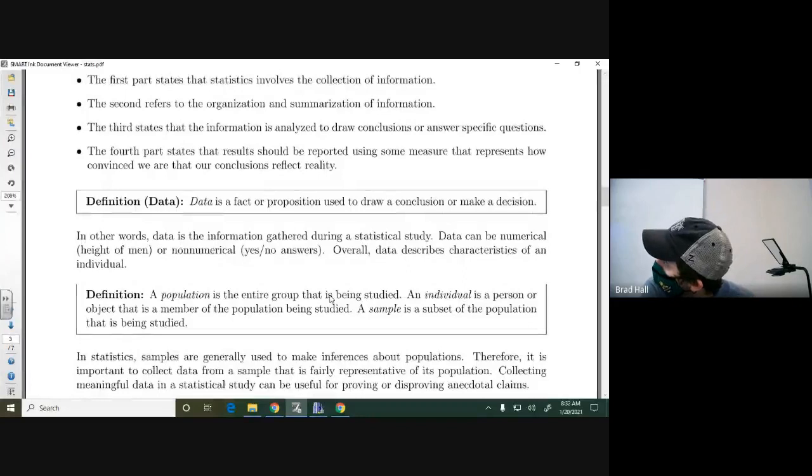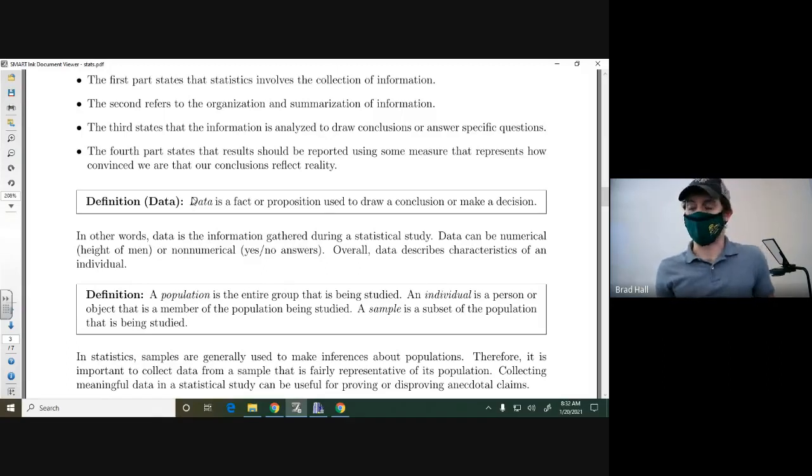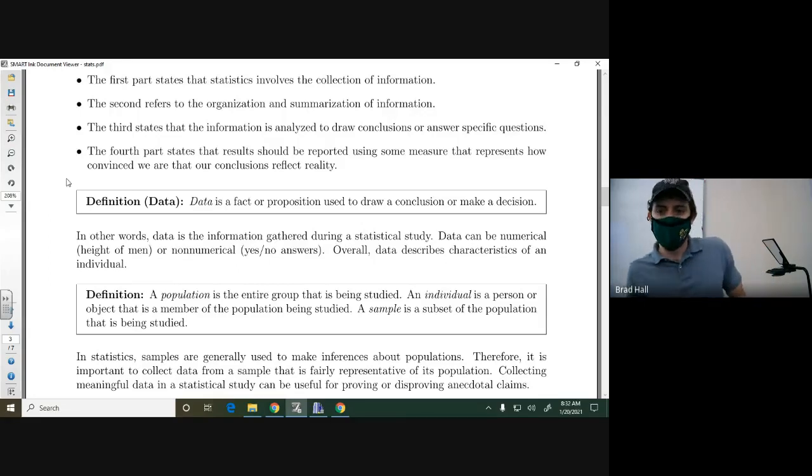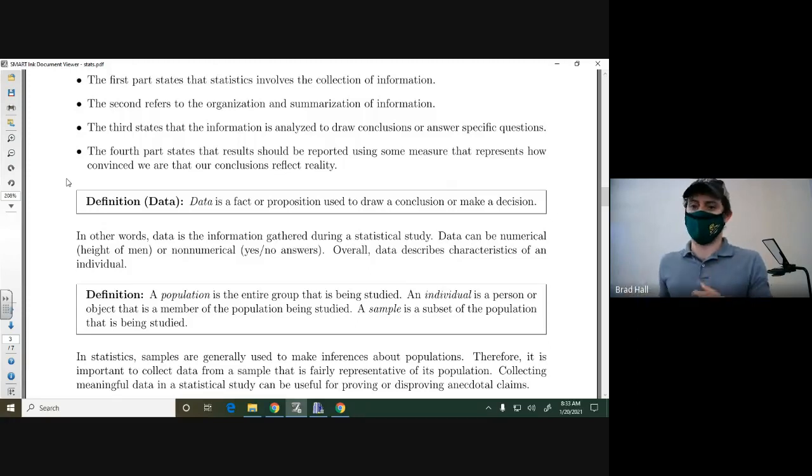And we move on to really another key word here, another word you see a lot, data. Data, it's a very common word. It's a very general word. And I like the way the book defines it. It's a fact or proposition used to draw a conclusion or make a decision. So I guess to strip out the formality of that definition, the data is the information gathered.